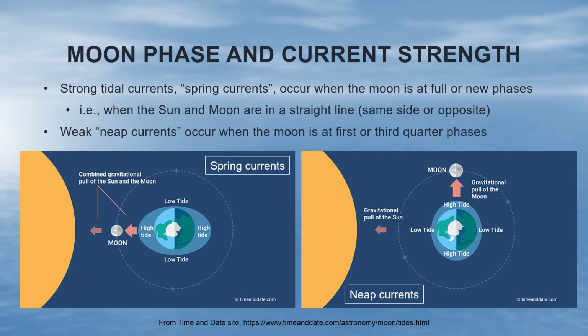The moon is pulling the tide one direction, and then the sun is pulling the tide in the other direction. And the moon does win out, so you do get a high tide where the moon is, but it's battling that gravitational pull of the sun. So the current just isn't as strong as it usually would be during the other phases of the moon. And again, that's called a neap current.